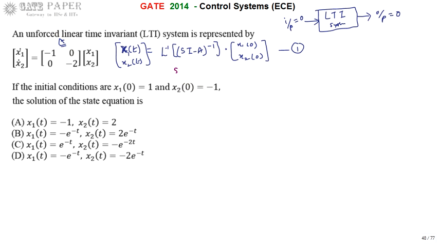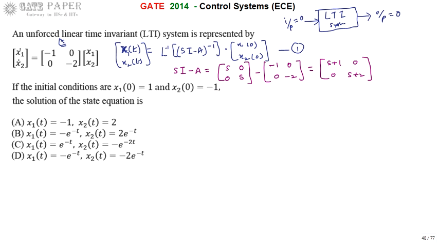Now sI minus A. Here I means the identity matrix, which should be of the same order as A. A is a 2 by 2 matrix, so I must be taken as 2 by 2. The identity matrix is 1 0, 0 1. Multiplying with s, it becomes s 0, 0 s. That is sI. Next, A is minus 1 0, 0 minus 2. So sI minus A will be s plus 1, 0, 0, s plus 2.